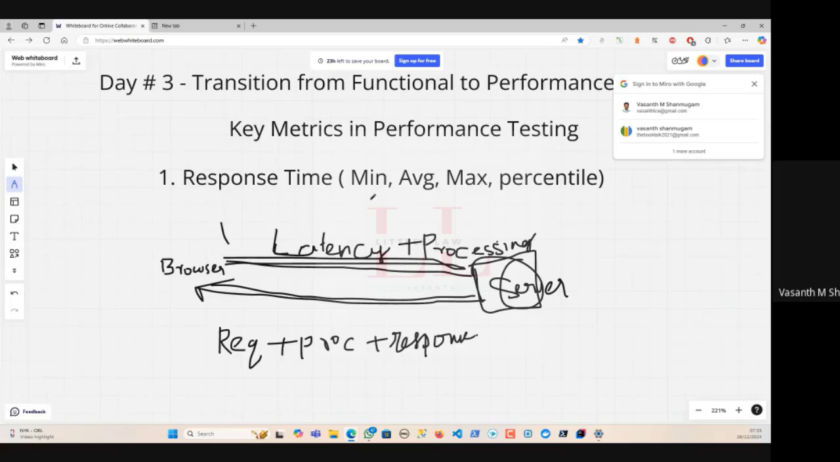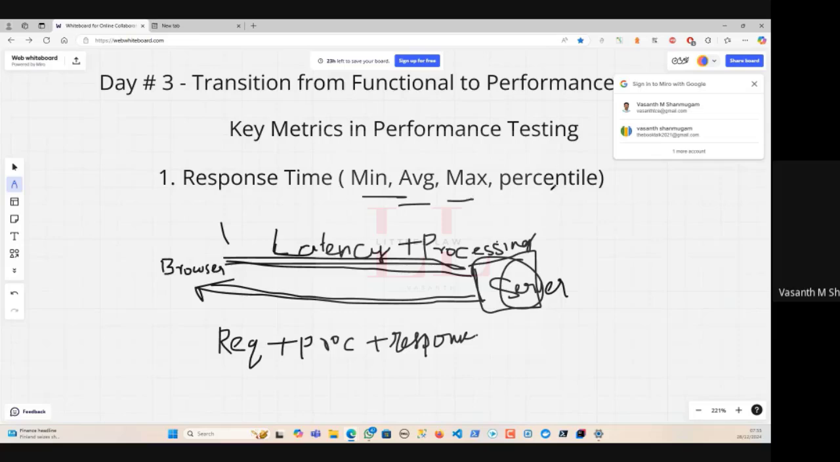We collect the minimum response time, which is the very minimal time it takes for a request to get processed. Then we have the average response time, which is the mean time for all the requests. And then we have the maximum response time, which is the peak response time, or the longest time, I would say, for a request during the test.